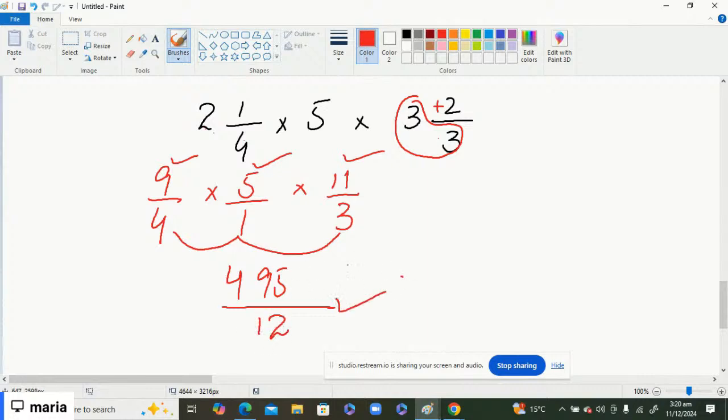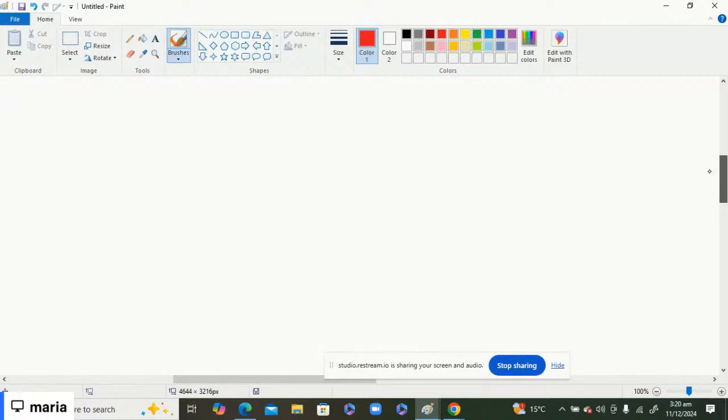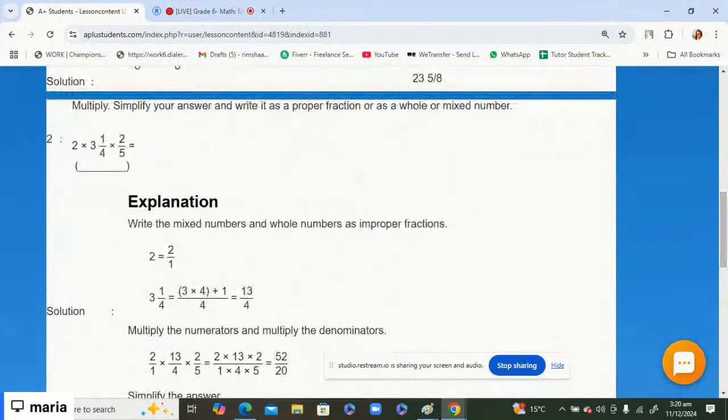This is the answer that we get by using three or more, like here are two mixed numbers with one fraction. It may be a whole number or it may be in the form of a fraction. Okay, let's do another question.